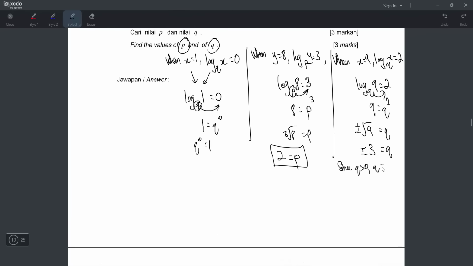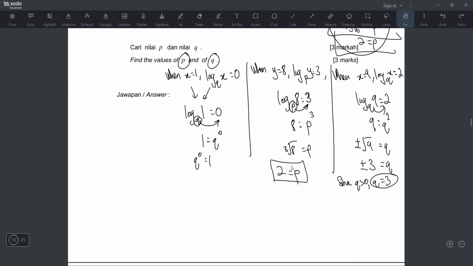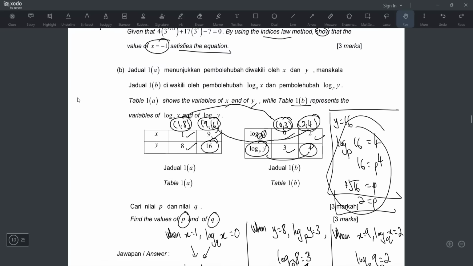But I don't think you have to do both, because you end up with the same answer anyway. So I think just these two is enough. All right, so that's all for this. I'll continue.